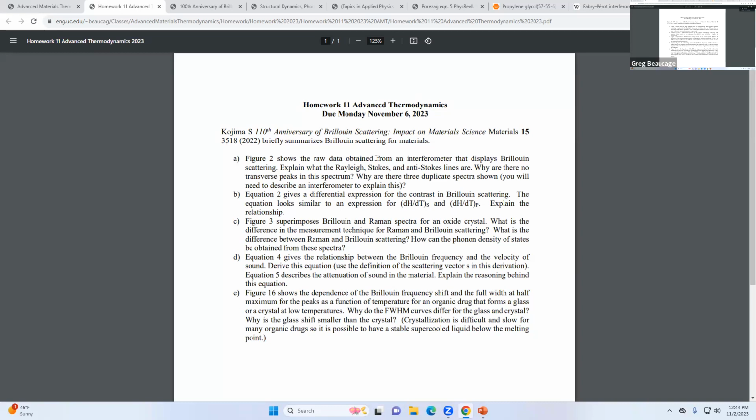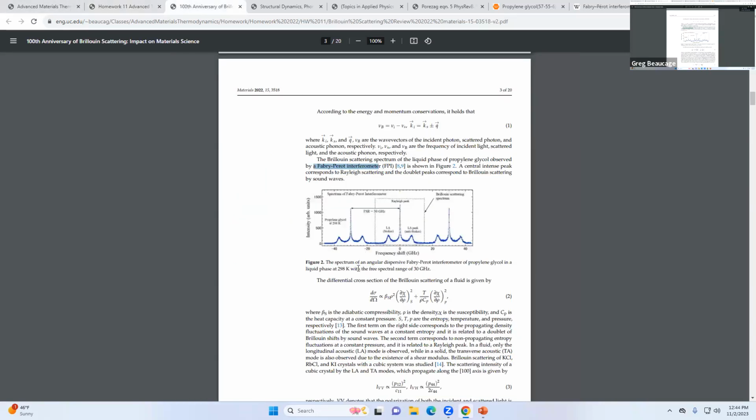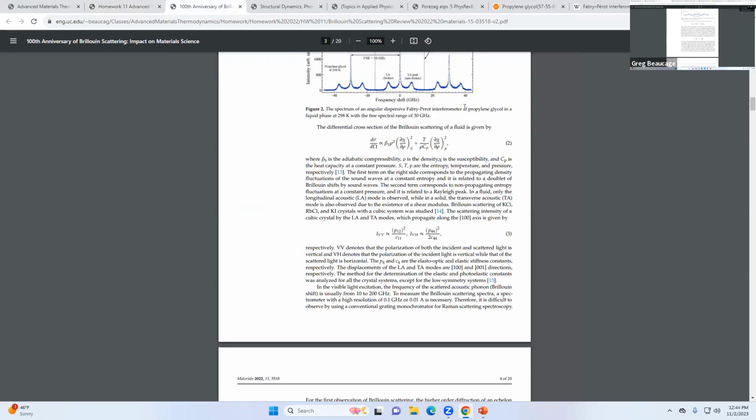Right. So we're still thinking in terms of lattices though, right? If you have a crystal, yeah. Okay. So you can do, like he shows, all right, so that's a pretty good point. So this is the spectrum for propylene glycol liquid. So that's not a crystal. Yeah, it's a liquid.